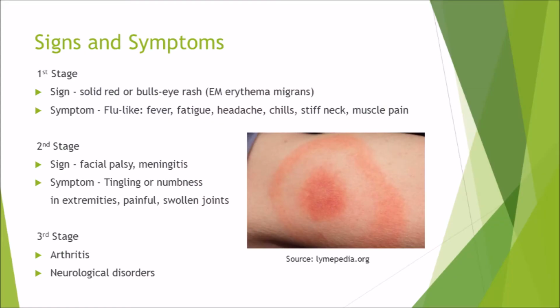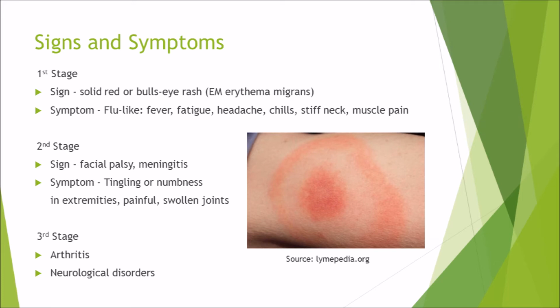The first sign of Lyme disease is a rash, a solid red or a bullseye rash. And this rash is called EM, or erythema migrans. The bullseye rash is pretty characteristic of Lyme disease. That's pretty unique to this disease. And sometimes the rash will start off solid red, and then it starts to lighten up in the middle of that bullseye, and that's when you get that specific design.